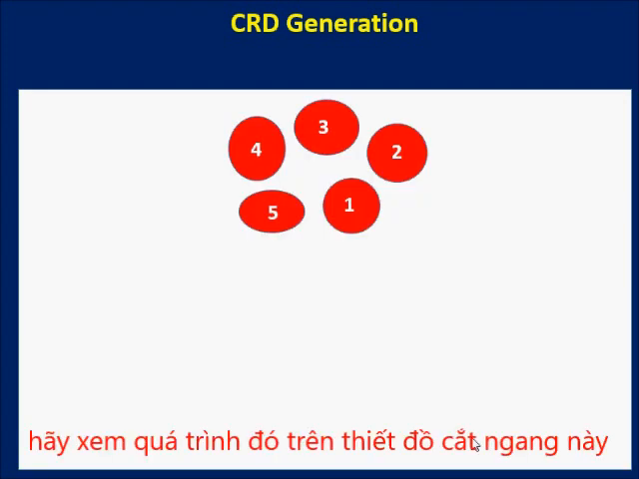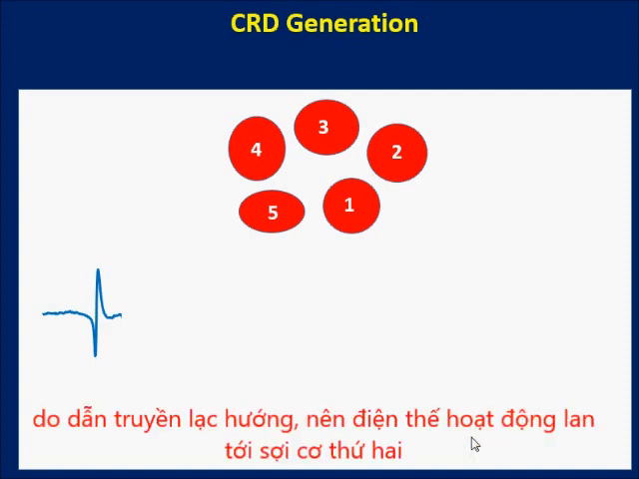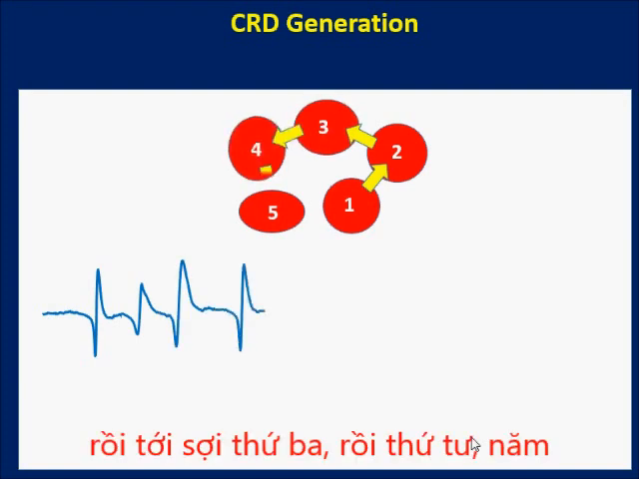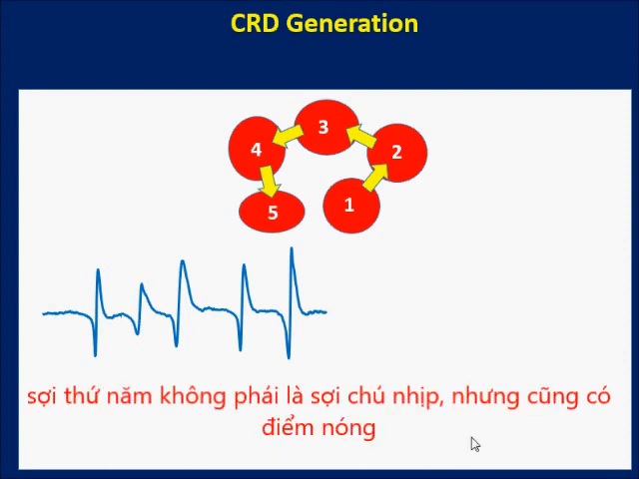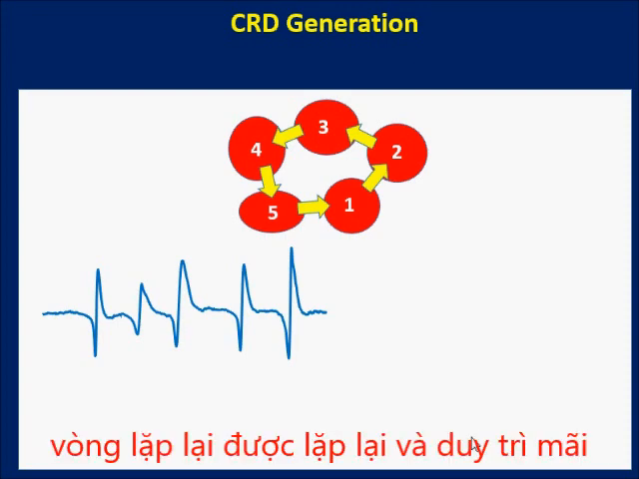Let's look at the same process in a cross-sectional view. The pacemaker fiber discharges and returns to its resting state. By ephaptic transmission, the potential passes to muscle fiber number 2, and then to fiber number 3, to fiber number 4, and fiber number 5. Note that fiber number 5 is next to the pacemaker fiber, which also has a hotspot. Thus, fiber 5 ephaptically reactivates the pacemaker. A loop is thus formed that continues to activate these muscle fibers sequentially and sustains the discharge.